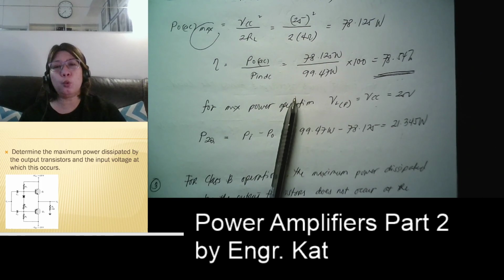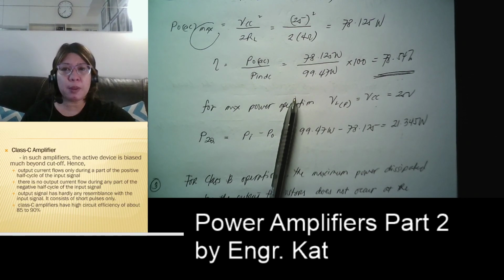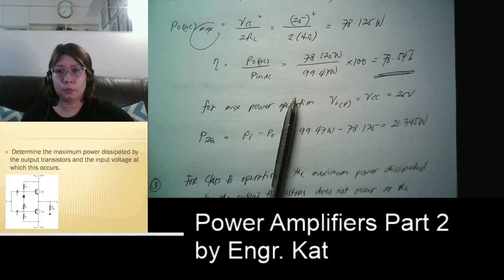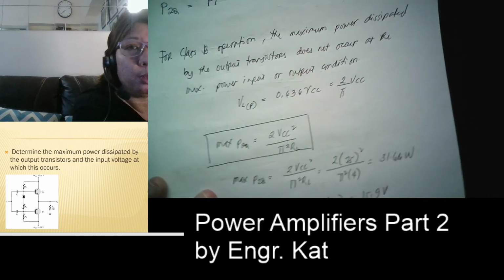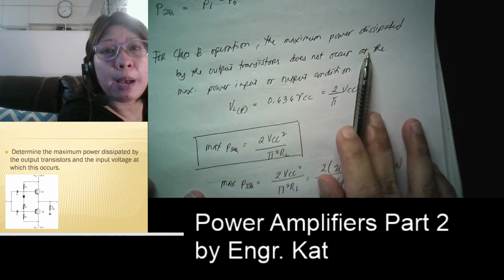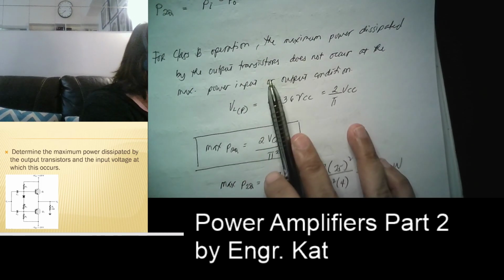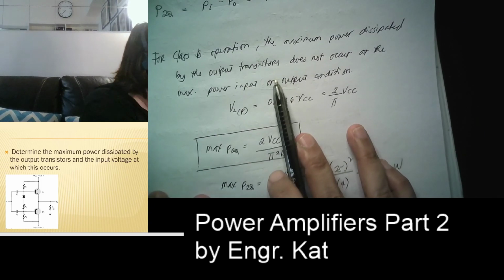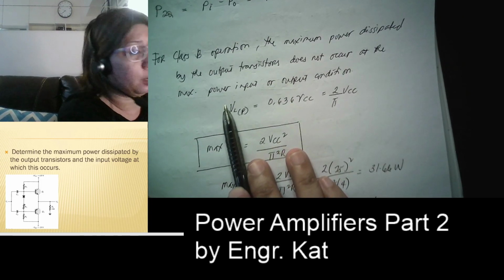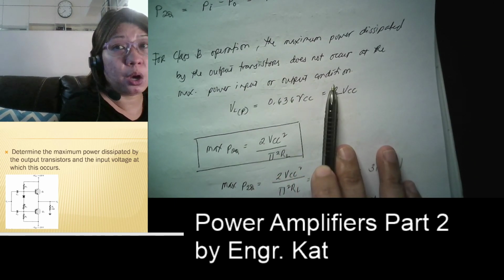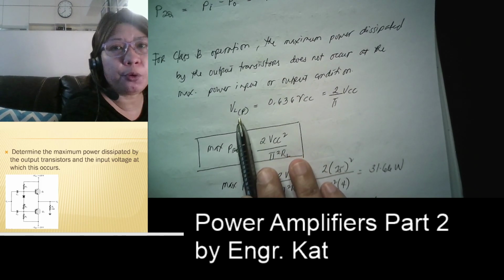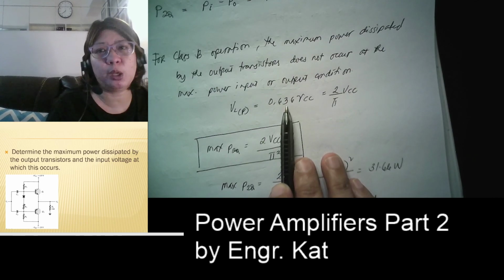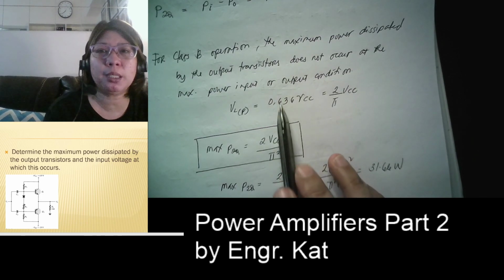So what happens for a Class B amplifier? For Class B operation, always remember this: the maximum power dissipated by the output transistors does not occur at the maximum power input or output condition. However, it occurs when your load or peak voltage is at 0.636 of your VCC. So, what is 0.636 of your VCC?